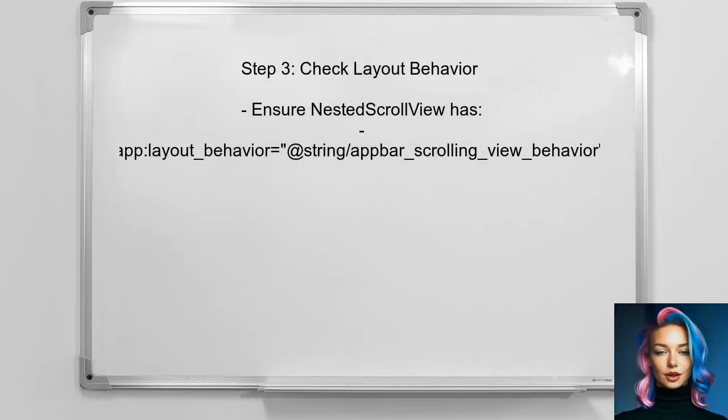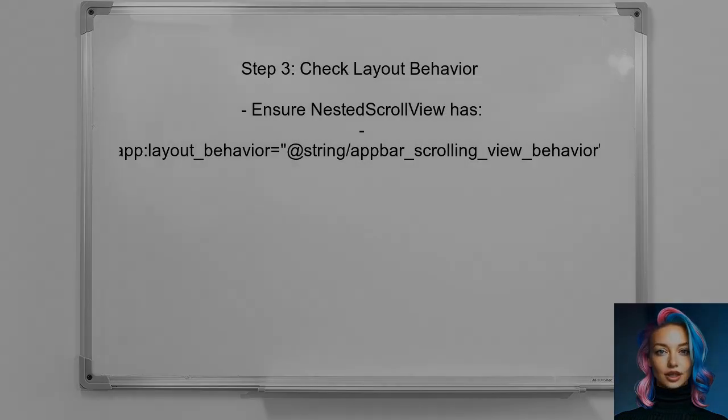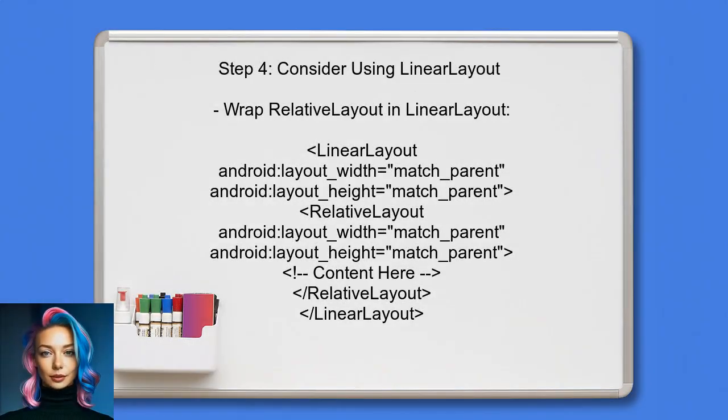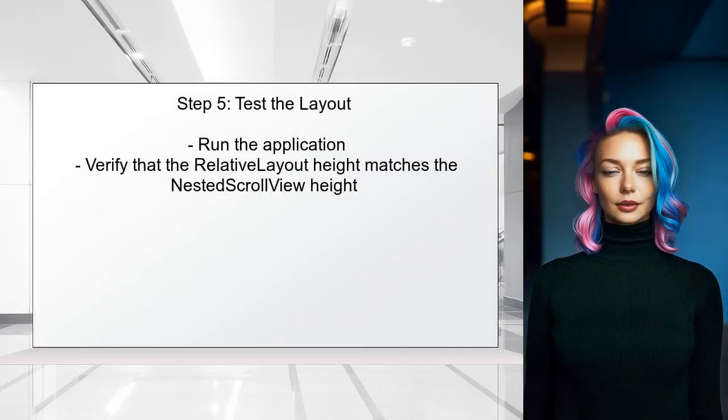Additionally, the user should check if there are any conflicting layout behaviors. The app bar scrolling view behavior should be correctly applied to the nested scroll view. If the issue persists, the user might consider wrapping the relative layout in a linear layout. This can sometimes resolve height issues in nested scrolling scenarios. Finally, the user should test the layout after making these adjustments to ensure that the height of the relative layout now matches the parent as intended.